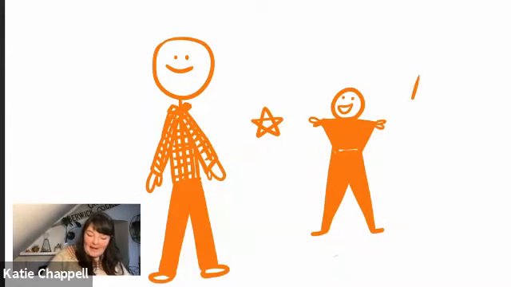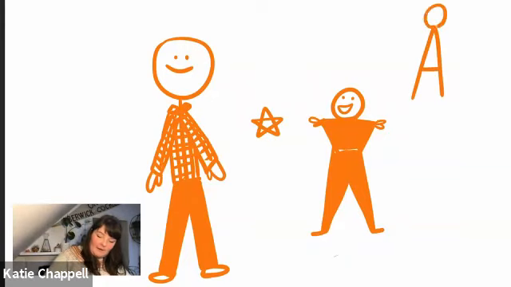You can also do an A person. So you draw a letter A, and with this, we're going to give a head, put an arm, and voila. You can give them shorts or a dress, put some hair on.